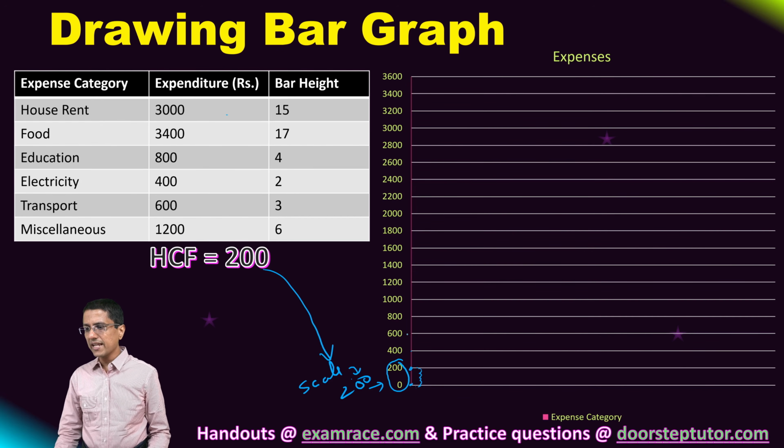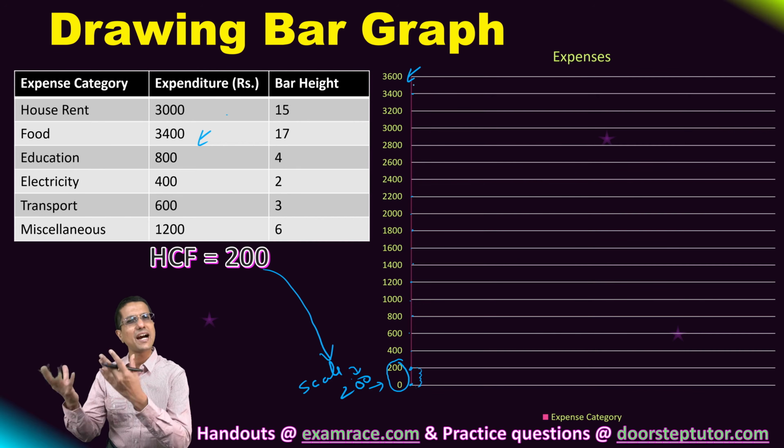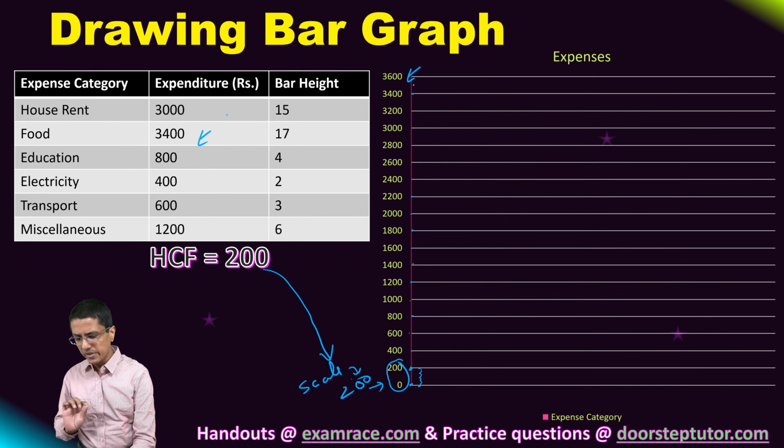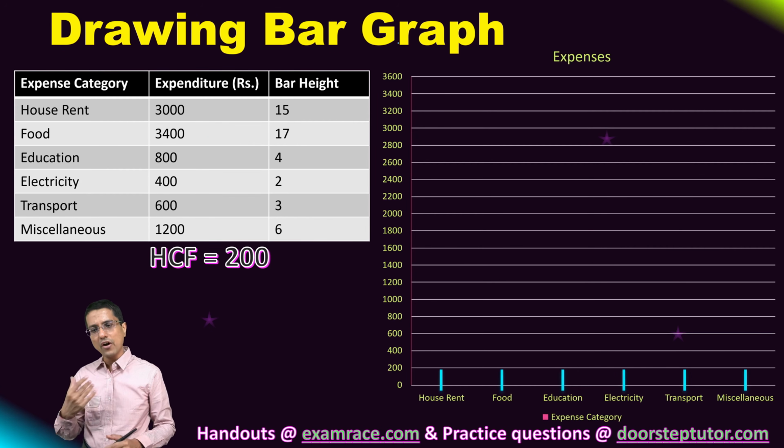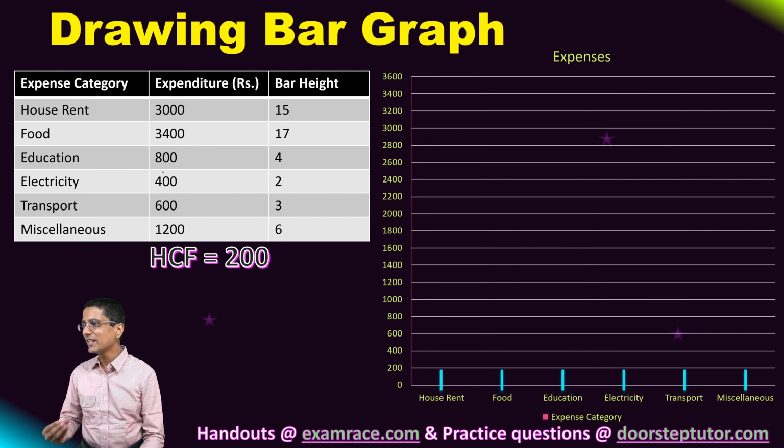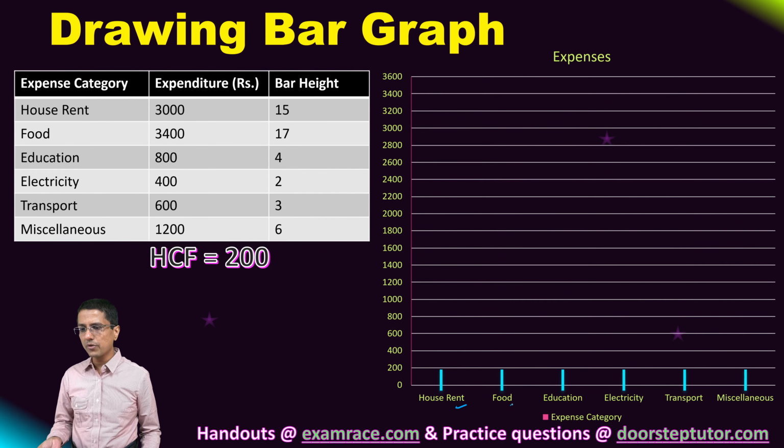I create these markings 200 rupees apart, and I slowly increment the values. I take the highest value to be my highest expenditure. I only need to go till 3400, but of course we go one mark higher, just for the sake of it. Then, with the y-axis created, I move on to my x-axis. On the x-axis, things are very simple, because here I simply need to put down all the categories.